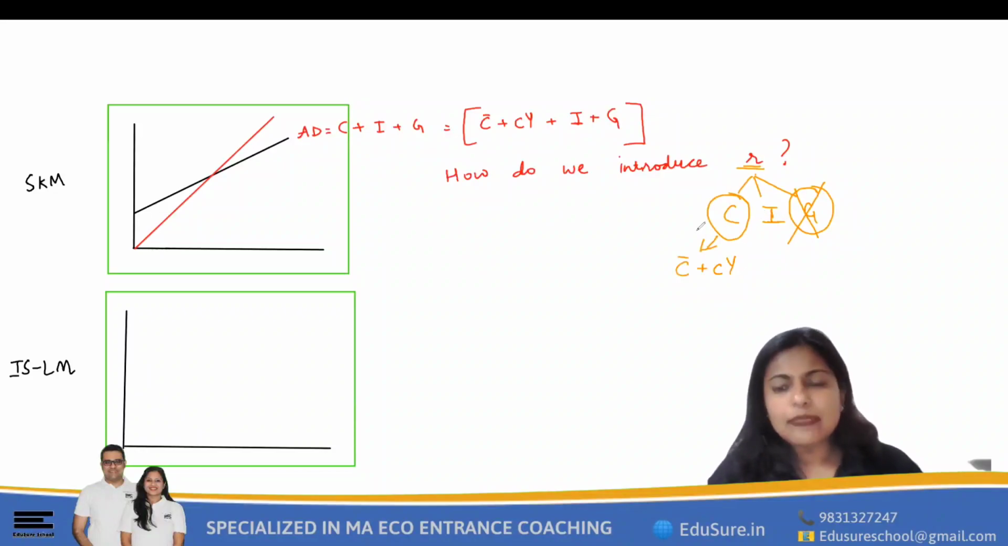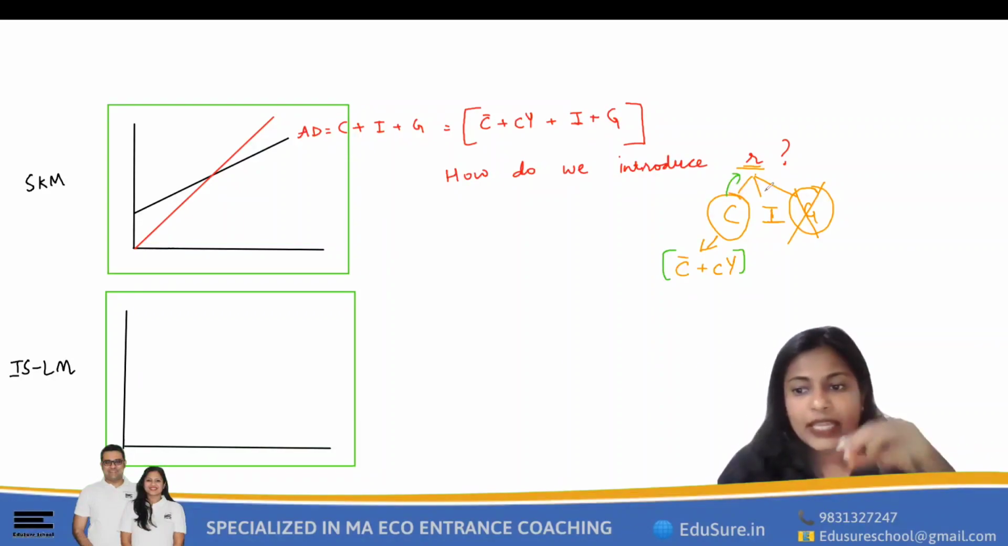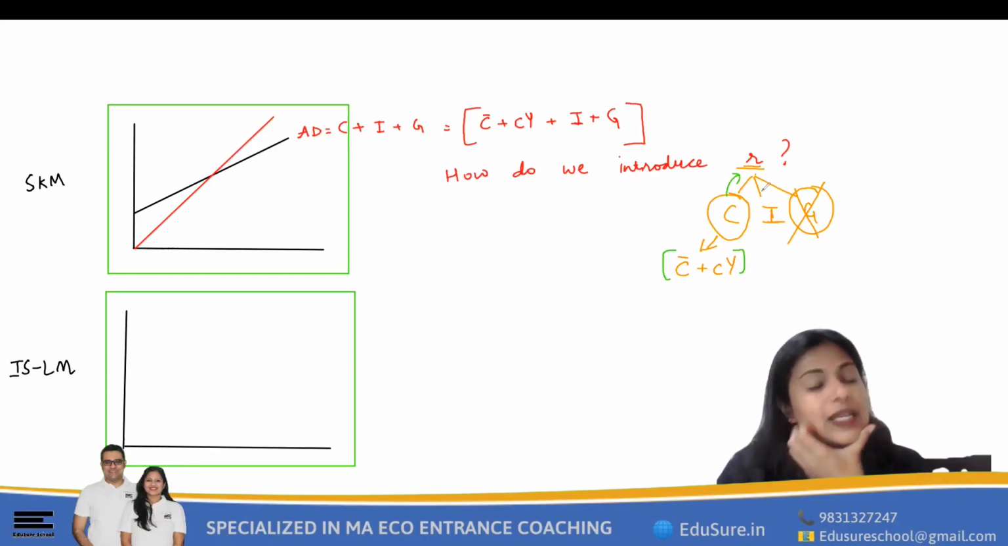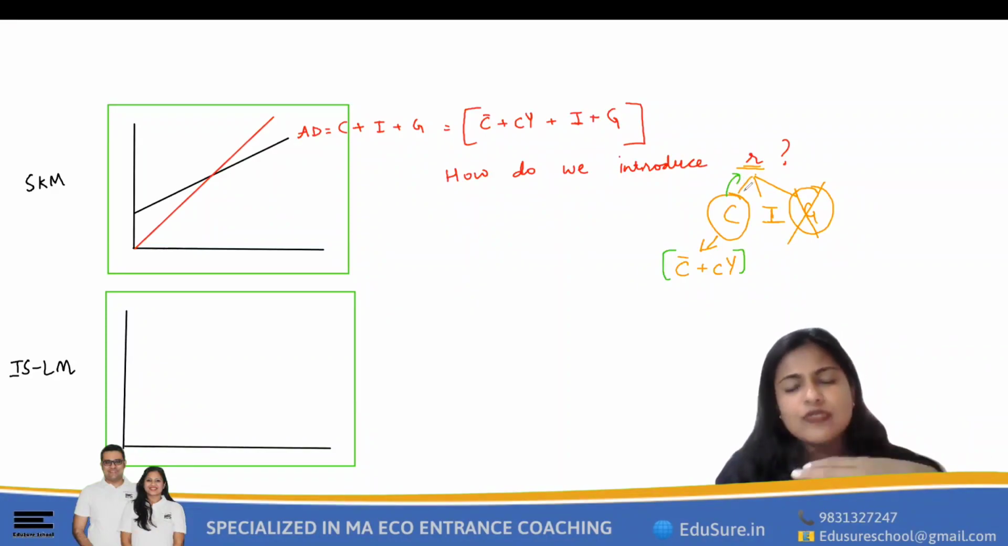Okay, so this is clear. Consumption also, the argument can be made why consumption should be a function of the rate of interest. Maybe some bits of today's consumption are determined by the rate of interest, but in the IS-LM, we still take it as not a major factor, so we ignore it.